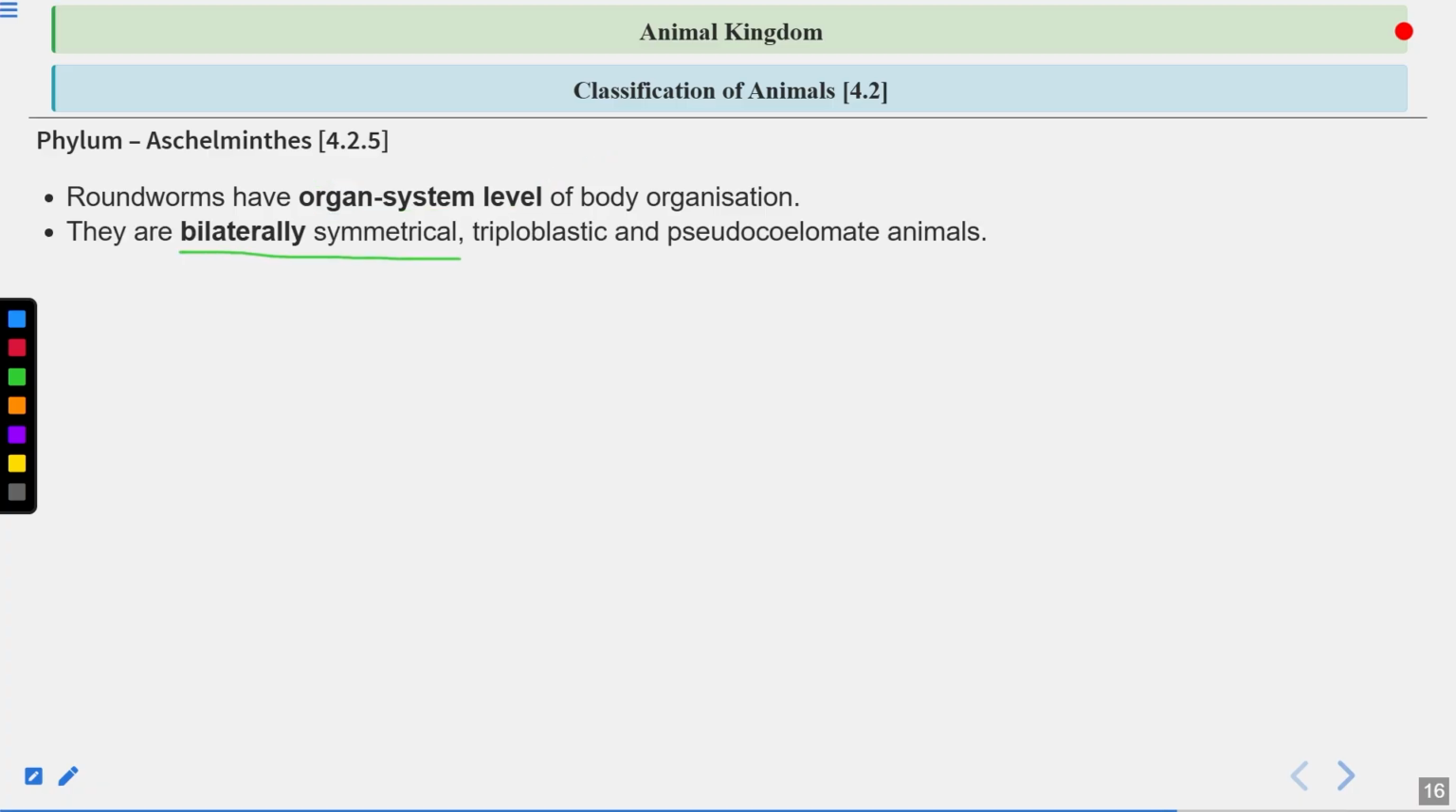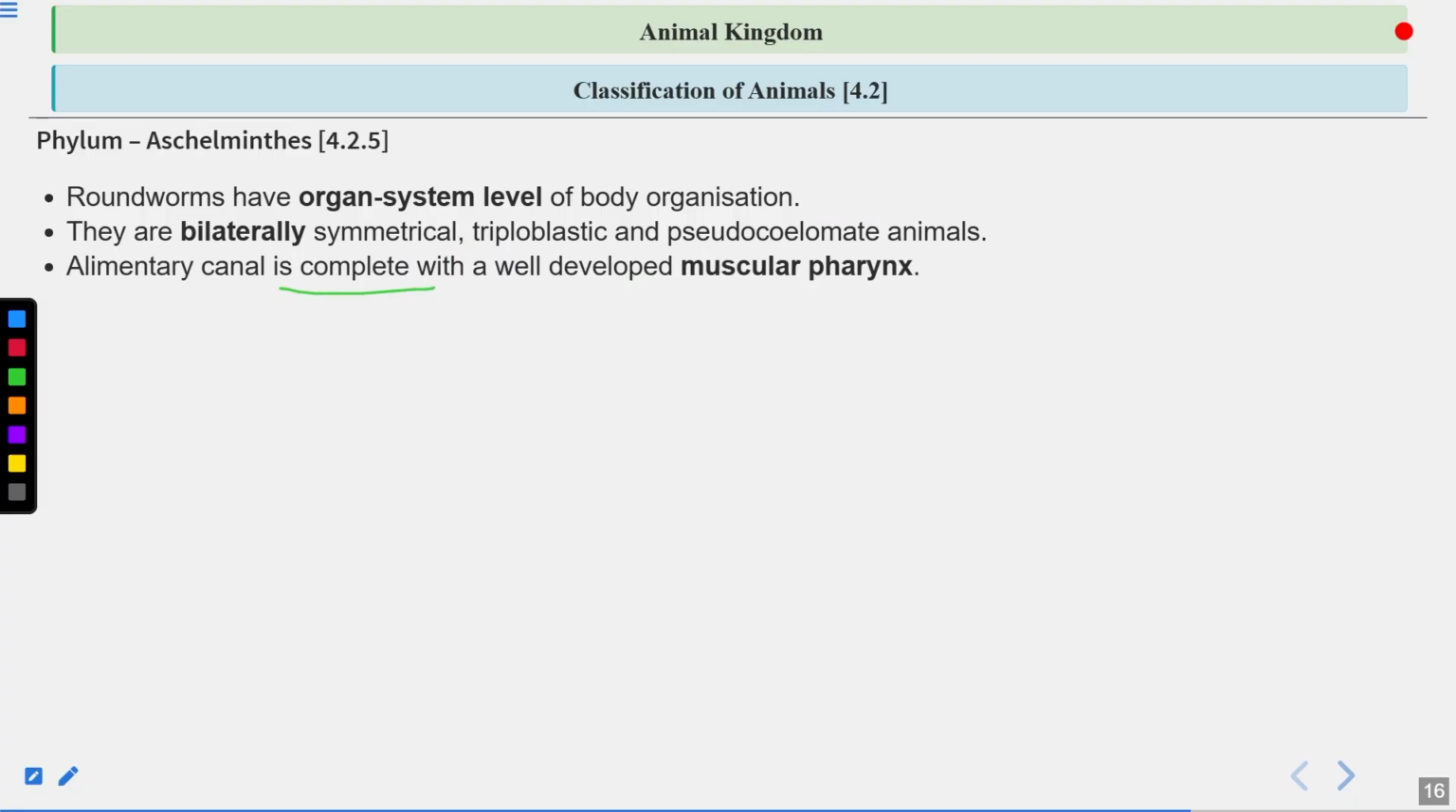They are bilaterally symmetrical. The body can be divided into two equal halves, left half and right half. Triploblastic, three germinal layers are there. Pseudocoelomate animal. Pseudocoelomate means false body cavity, and yesterday we discussed the meaning of false body cavity. The body cavity that is not lined by the mesoderm layer is called pseudocoelomate. Right?